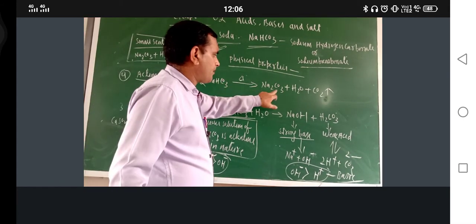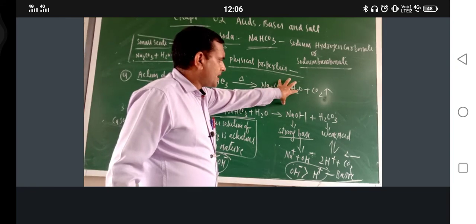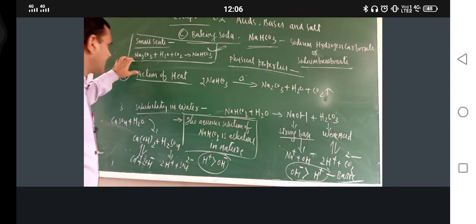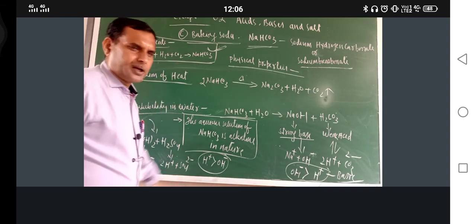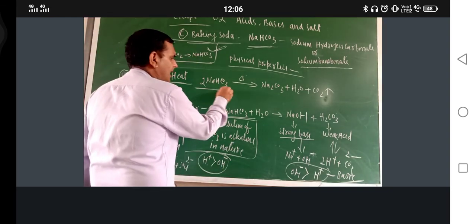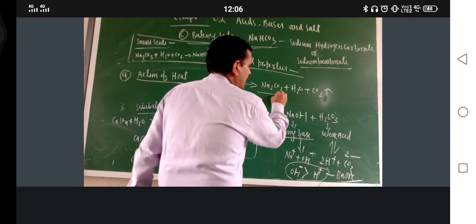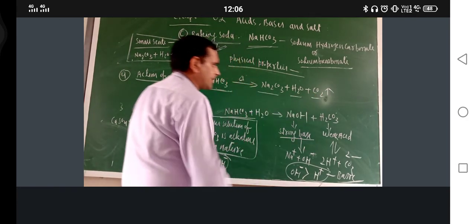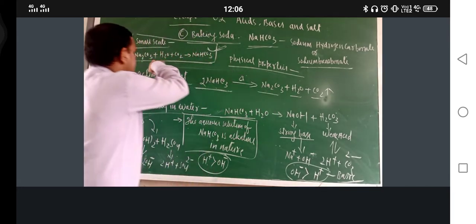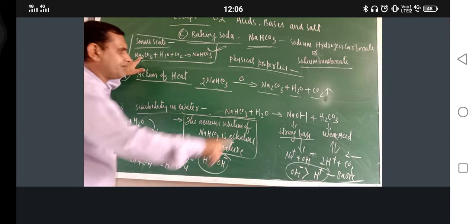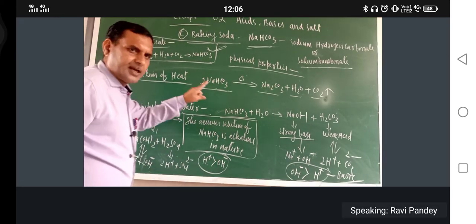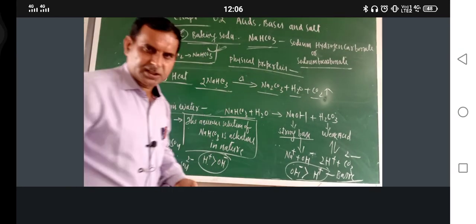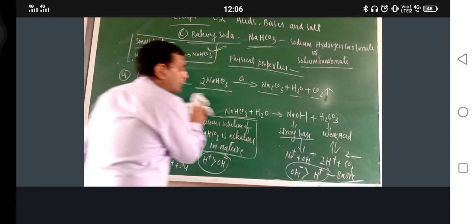Whatever products are there, if you associate them, you will get NaHCO3. Are you getting my point or not? When you heat sodium hydrogen carbonate, you will get sodium carbonate, water and carbon dioxide. Now just see the special quality of this reaction. Try to understand the CO2 which is evolved.